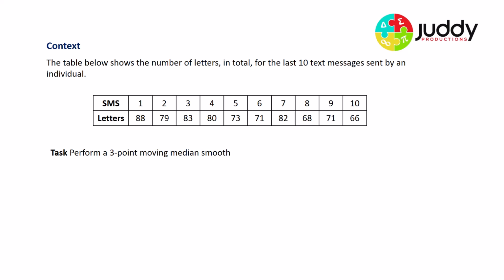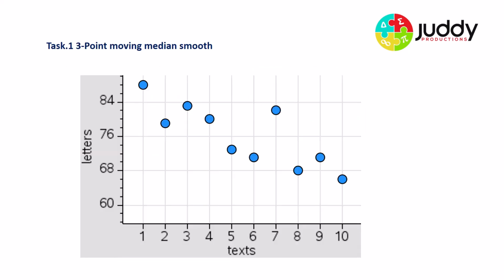The table below shows the number of letters in total for the last 10 text messages sent by an individual. So we can see the SMS numbers, the messages numbered 1 through to 10, and we can also see the number of letters per message. So there's 88 letters in the first message all the way through to 66 letters in the 10th message. And our task for today is to perform a 3-point moving median smooth. VCE only asks students to perform median smoothing in a graphical manner, a visual manner, not tabulated.